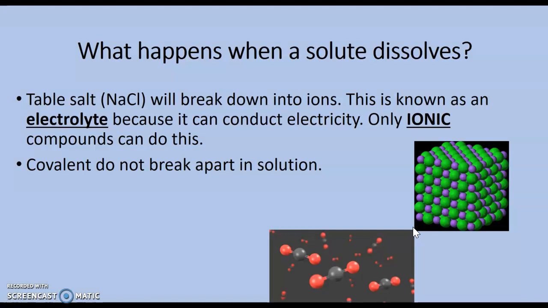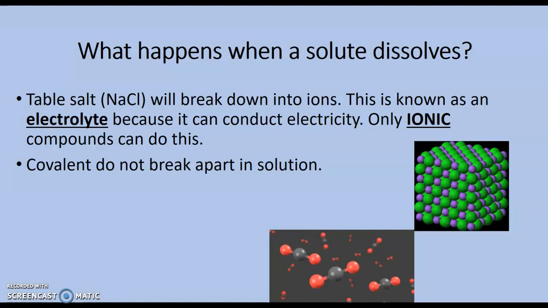All right, so why is that important? So table salt will break down into ions. This makes something called an electrolyte because it can conduct electricity. It's important to note only ionic compounds can do this. You've probably heard the term electrolyte before when talking about Gatorade or Powerade. They have a lot of electrolytes in it. What that means is there's a lot of salt in those drinks because as you sweat, you lose salt. So they put salt back into your body, which is a necessary component.